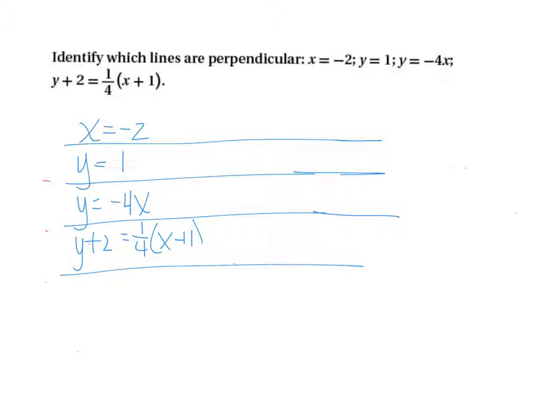Okay, so this time it says identify which lines are perpendicular. So again, we're looking for negative reciprocal slopes, basically the flip. Flip the fraction, flip the sign. That's what we're looking for. If they're flips of each other, then they are perpendicular lines.